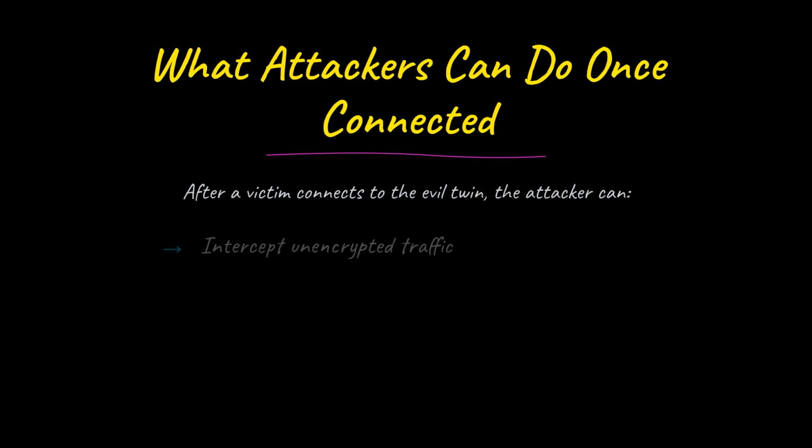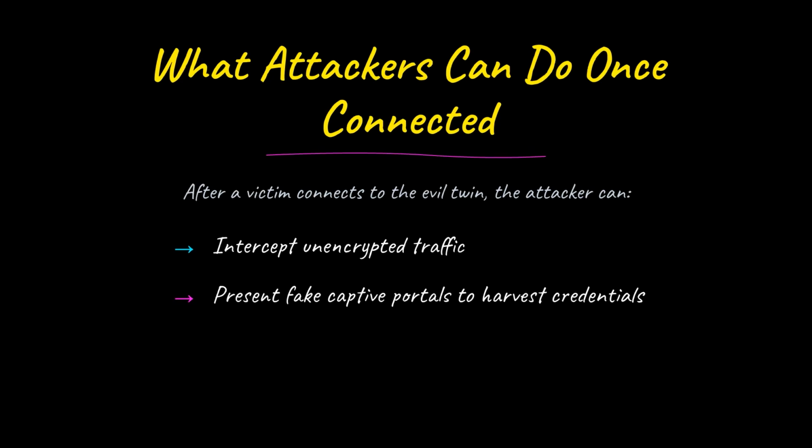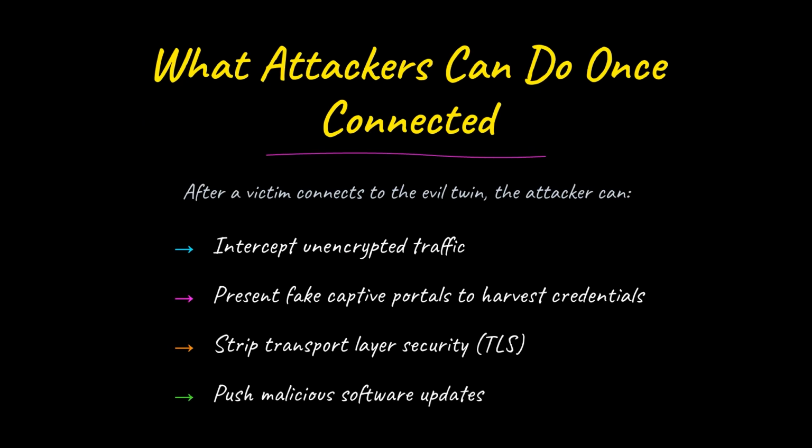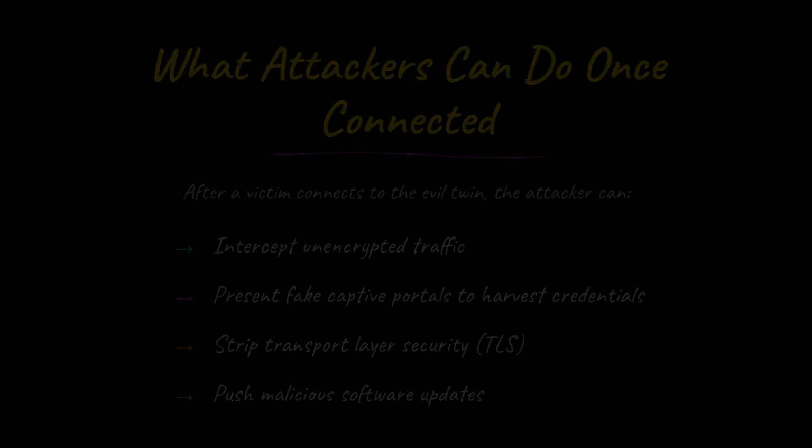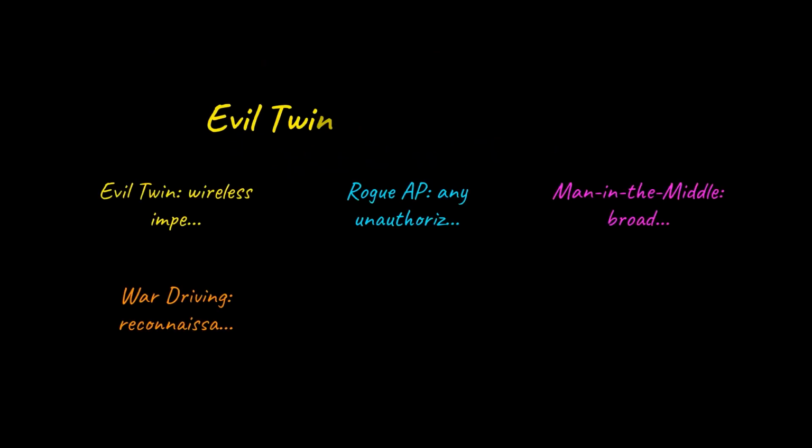Once the victim is connected, the attacker acts as the network router. They can intercept traffic, serve fake login pages, strip TLS encryption, and push malicious updates, all invisibly to the user. The attack exploits three weaknesses. Wi-Fi clients trust networks based on name alone. Devices auto-reconnect to remembered network names without verification. And most public networks have no cryptographic identity that clients can validate.